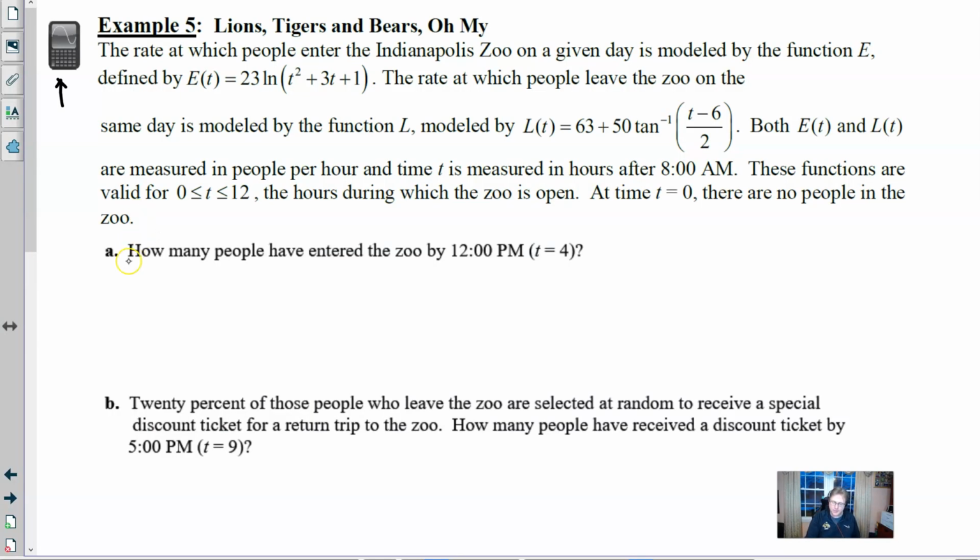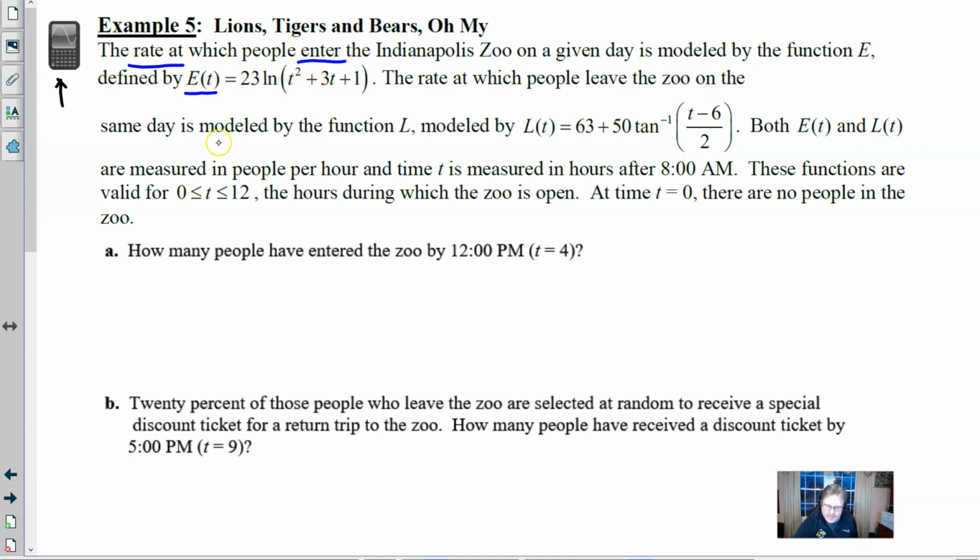I'm going to read that part A. How many people have entered the zoo by 12? Well, what is it that we need to know about this? Well, the number of people that have entered is certainly going to be tied to this enter equation. And we have to keep in mind that this enter equation is a rate. It is the rate at which people enter.